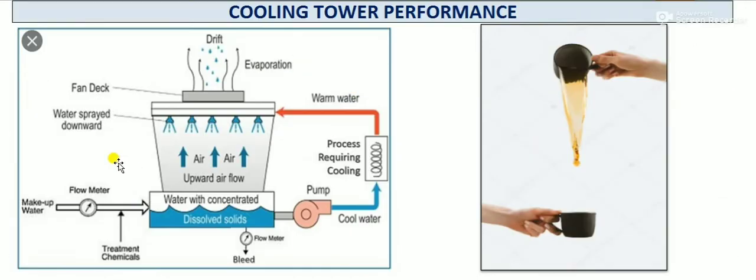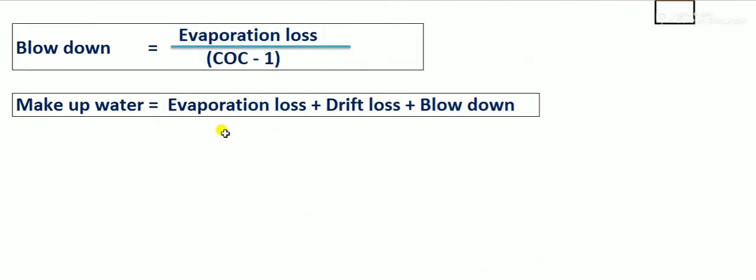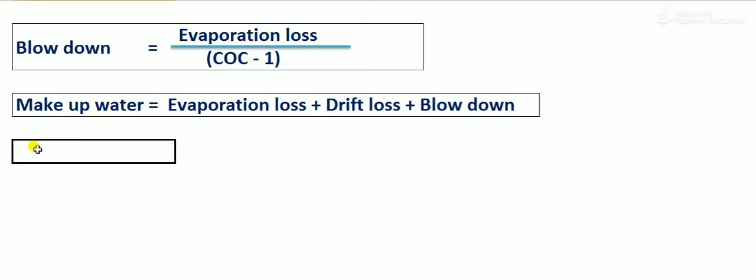Makeup is equal to drift loss plus evaporation loss plus blowdown. We add these three together in order to maintain a certain level in the cooling tower. So we'll go through the calculation now.